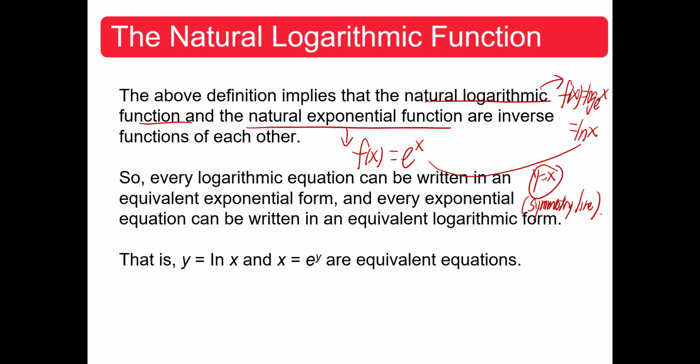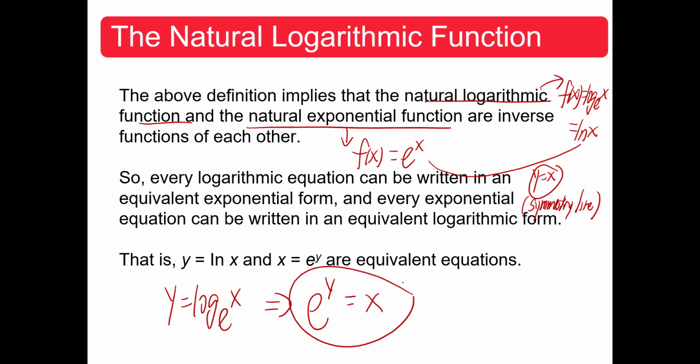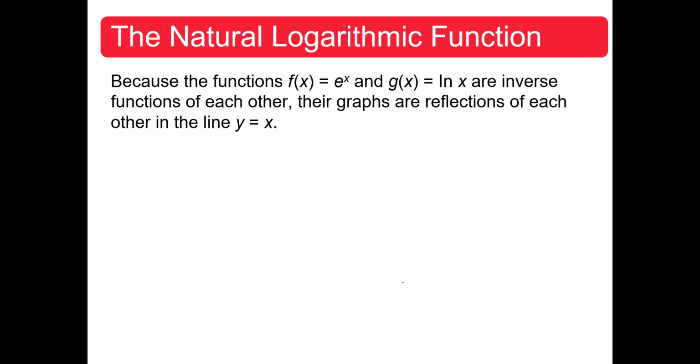So we can easily turn y equals ln of x into an exponent. We write y equals log base b of x, so b raised to the y power equals x. So they are equivalent to each other. Because they are inverses, f of x equals e to the x and g of x equals ln of x are inverse functions of each other, and the graphs are reflections of each other across the line y equals x.